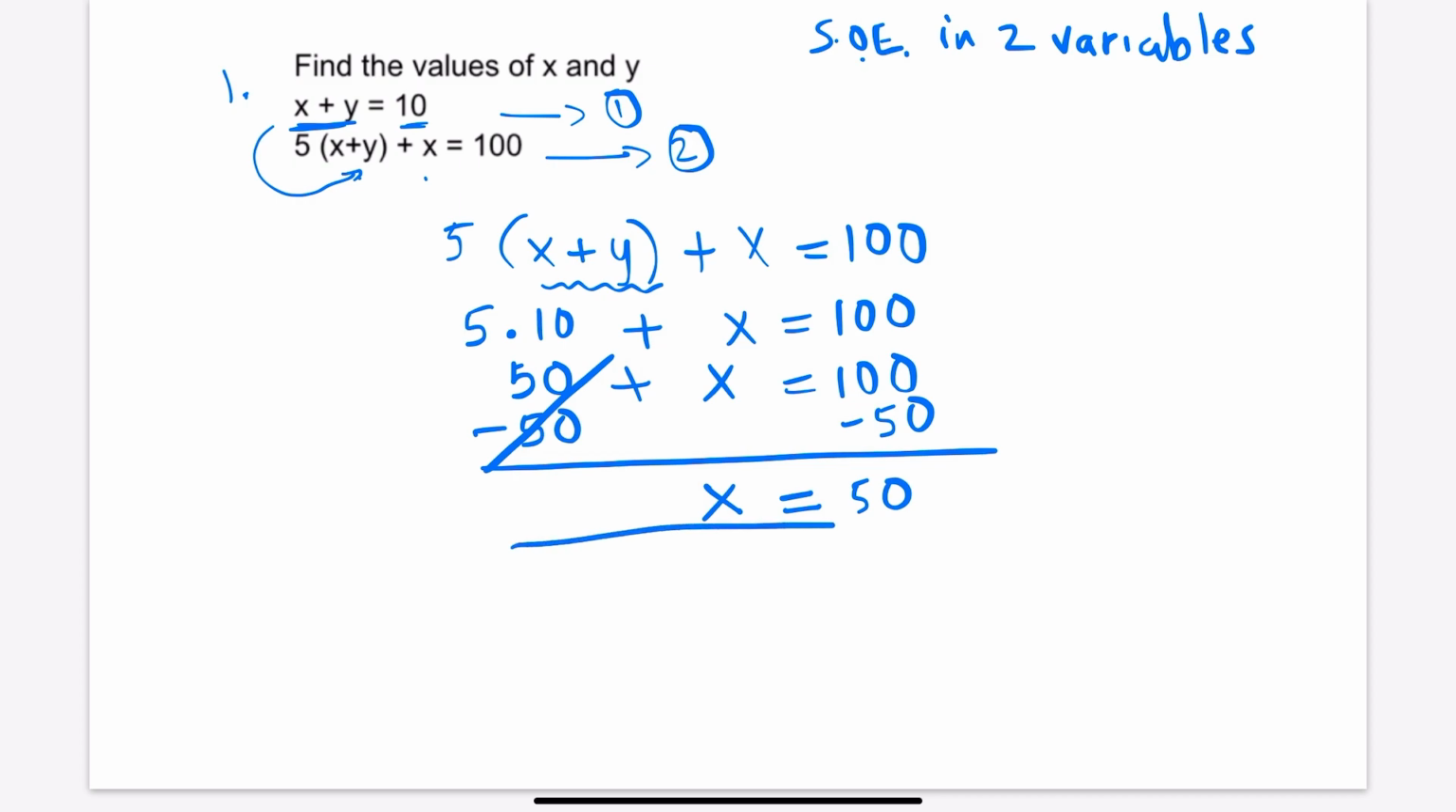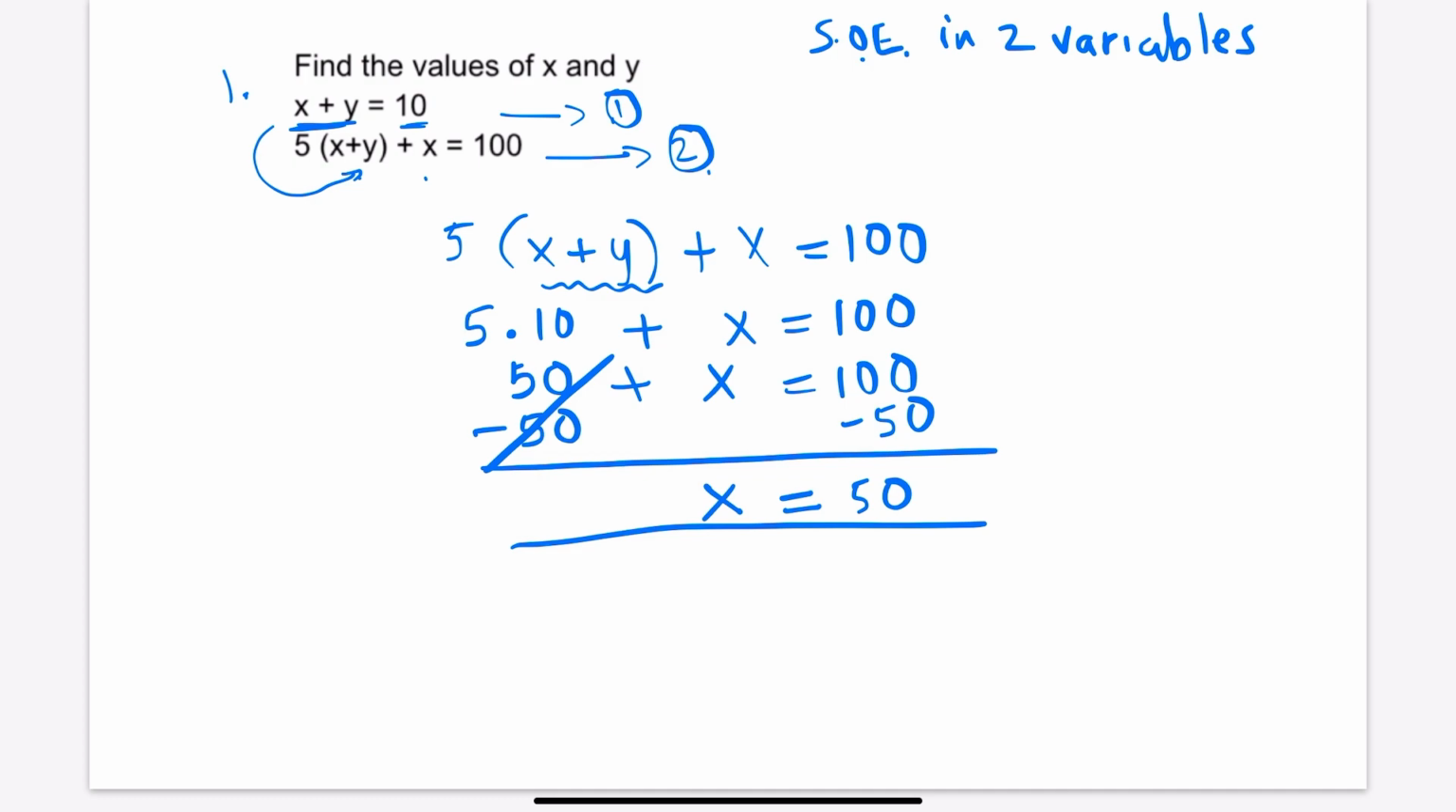Once I find x, I can go to any of these two equations, 1 or 2, and plug in the value of x there to find y. The choice is yours. Let's pick equation 1. It seems to be very simple, x plus y is 10, because the other one has parentheses and an expression and all those things.